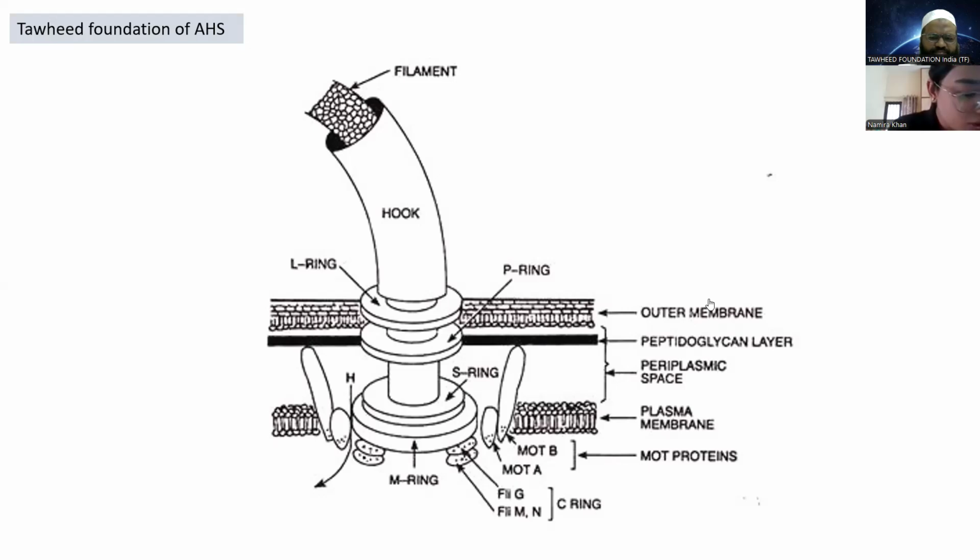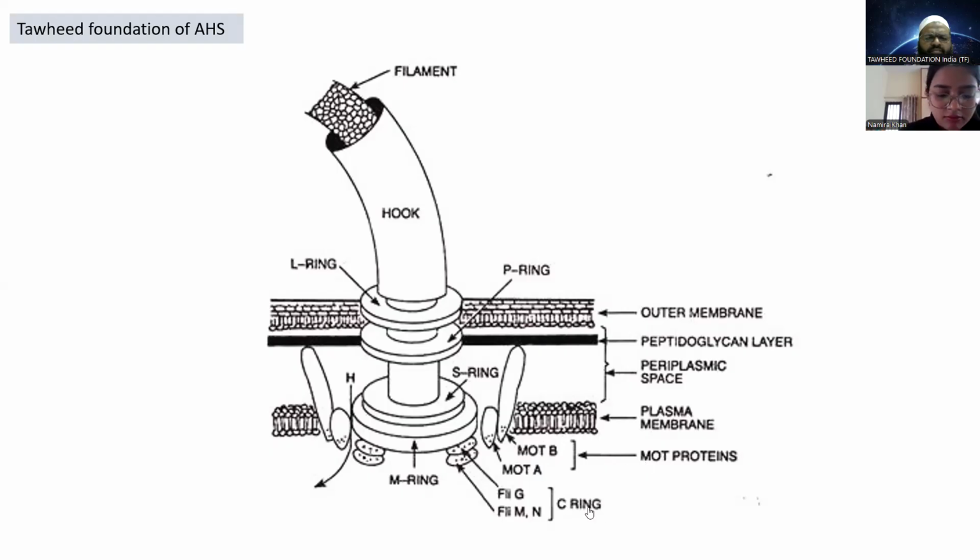Okay, so outer membrane, the outermost layer of gram-negative bacteria containing lipopolysaccharide. Peptidoglycan layer, the rigid cell wall providing structural support. Periplasmic space, the space between the outer membrane and the plasma membrane, filled with gel-like material. Plasma membrane, the innermost cell membrane controlling molecule entry and exit. Mot proteins. Here there are two Mot proteins, MotA and MotB. They are located in the plasma membrane and form the stator of the flagellar motor, allowing proton flow, which generates torque to rotate the flagellum.